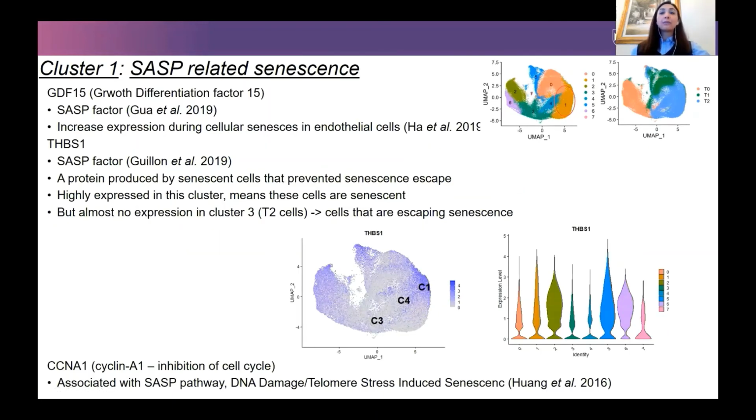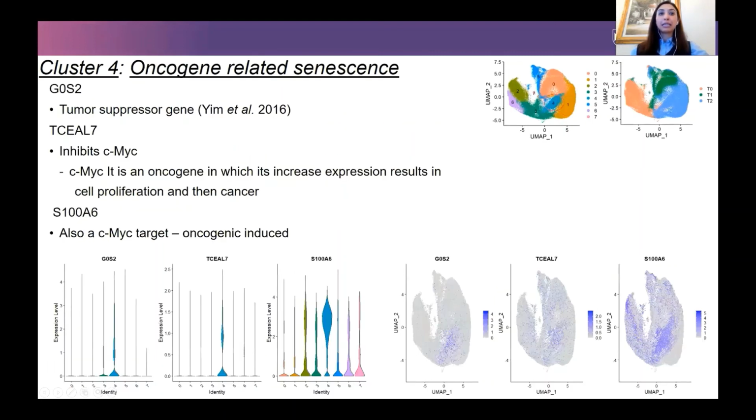Cluster 1, SASP-related senescence, and these are the clusters that had high expression of SASP markers. GDF15, which is a SASP factor, and its increased expression is associated with cellular senescence. And THBS1, again, is also a SASP factor, and it's a protein that is produced by senescent cells. So again, this cluster we annotated as SASP-related senescence.